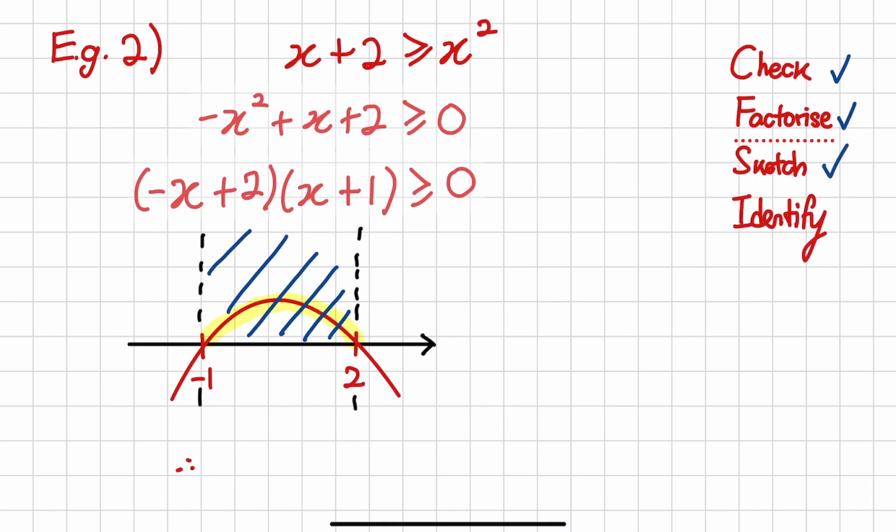Sketch done. The last part is identify, which is identifying based on looking at the region over here. I identify the answer, which is the part of the graph that is above or equal to the x-axis, which means that the final answer is this range of values of x. So your answer should be x greater than or equal to -1, but less than or equal to 2. That is the answer to example 2.